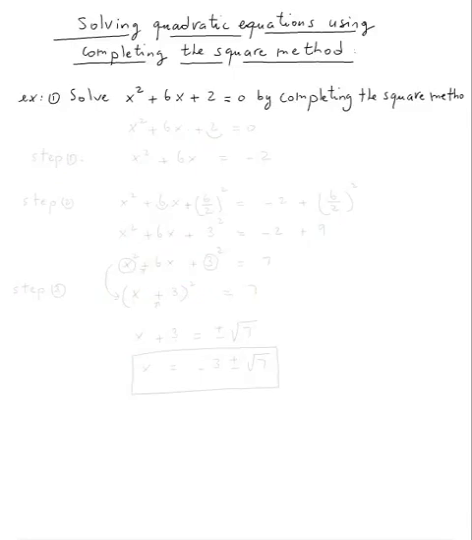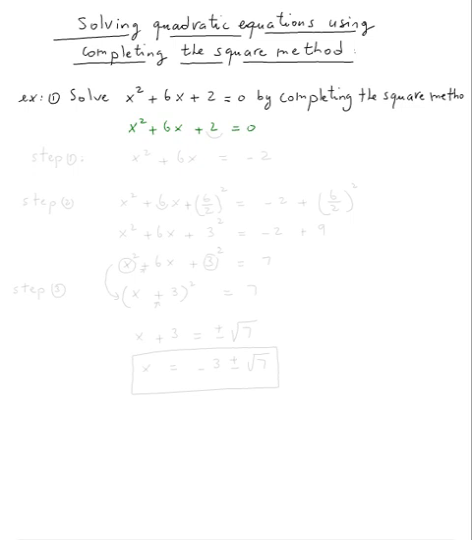The topic here is completing the square method, solving quadratic equations using the completing the square method. So how do we do that? Here's example 1. We want to solve x squared plus 6x plus 2 equals 0. We want to solve for x. There are 3 steps, and then the problem would be just like solving using the square root method.